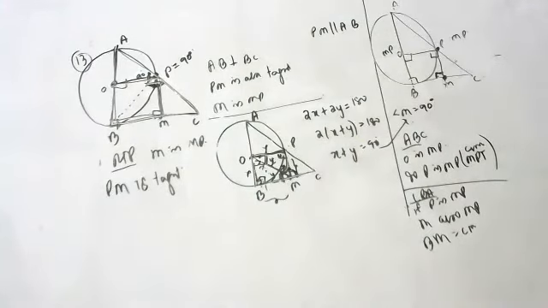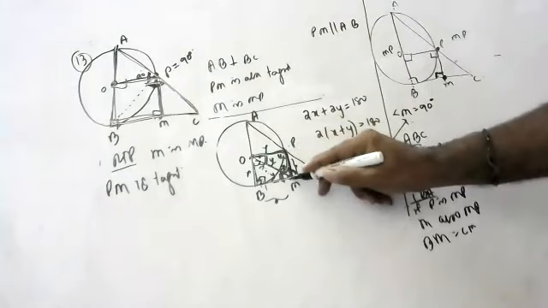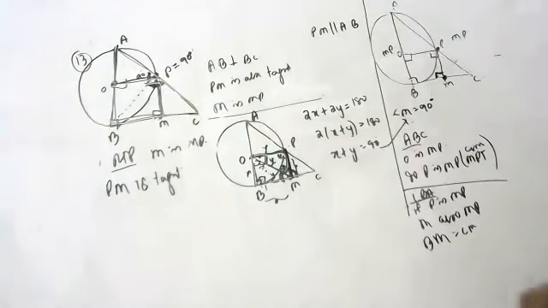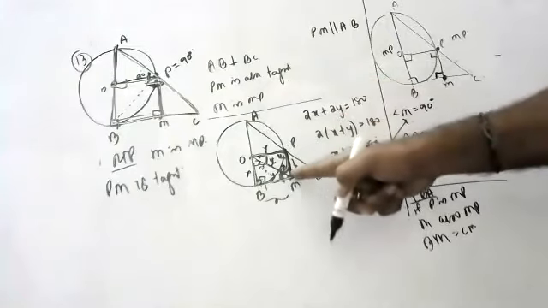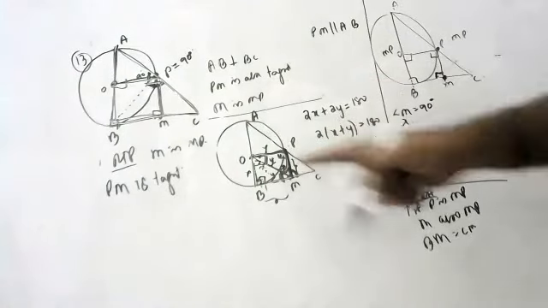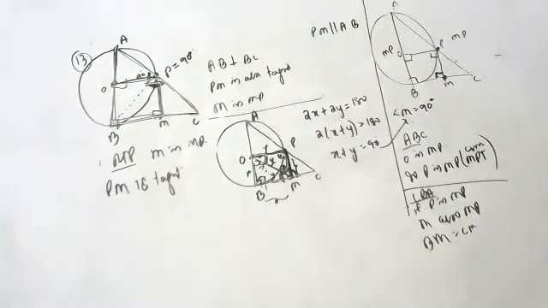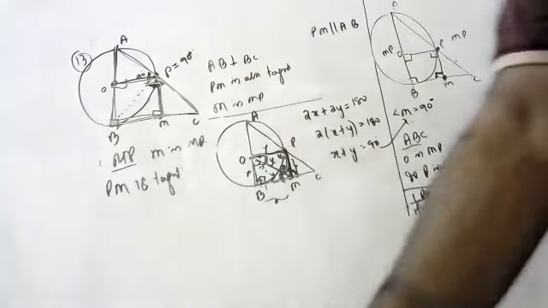Sir, how have you got 90 at P, sir, first? PM is the tangent. He only said PM is the tangent in the question. Prove that M is the midpoint. Tangent is perpendicular to the radius, normal. Okay, sir. Okay, next question.